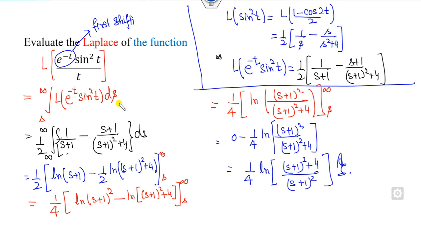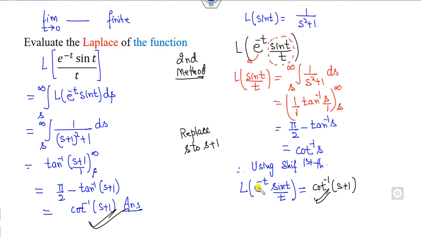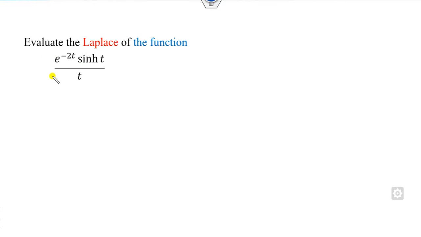The same way you can do this example also. You can find the Laplace transformation of this value and then use the shifting first theorem. You will get again the same answer. Okay, look at this another one. Again, this is my exponential term. So there are two methods. Firstly, I will tell you both methods. Firstly, I can find the Laplace of this value, and then I can use the shifting first theorem.